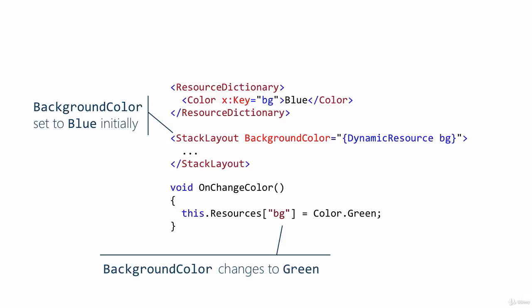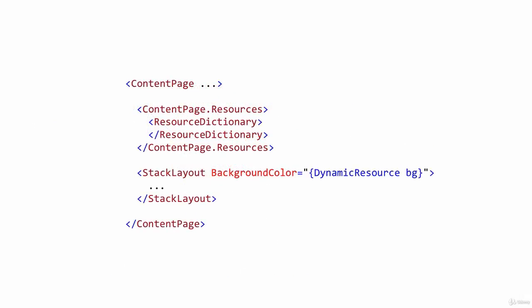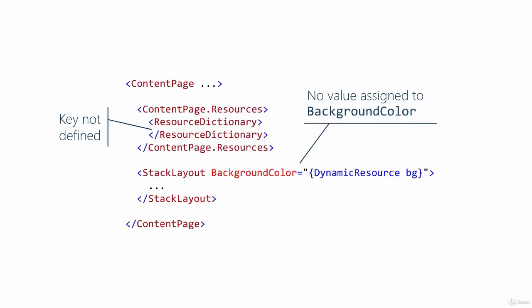Dynamic Resource has another big advantage over static resource. If you try loading a resource using a key that isn't present in the resource dictionary using Dynamic Resource, it leaves the property unset. It is not an error and no exception is generated. Dynamic Resource is designed to handle the case where the resource value is not available at startup.